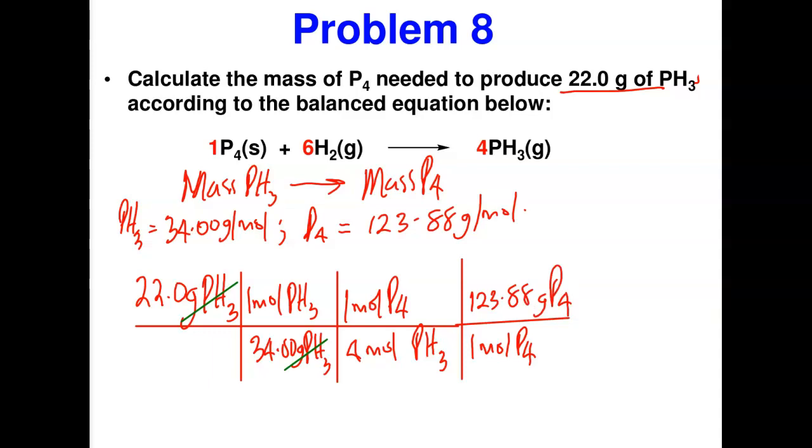We now go and try to cancel. So if I cancel moles of PH3, cancel mole of PH3. Mole of P4 will cancel mole of P4. So it shows that we are correct. Everything cancelled that we don't need, and we're only left with the one we need. So that will be equal to what? If you do the calculation, punch it in your calculator, you're going to actually get 20.0 grams of P4. And that is going to be our answer.